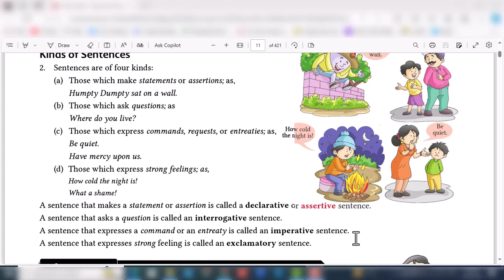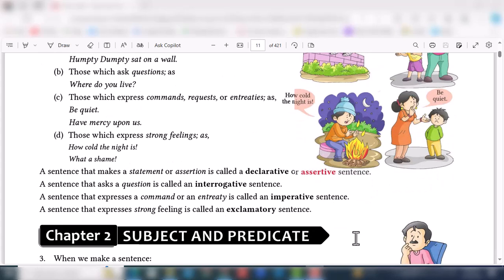So this is our lecture for today. Tomorrow we will go for the second lecture, the subject and predicate.